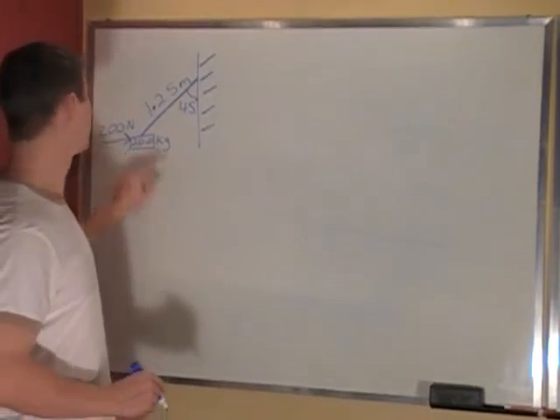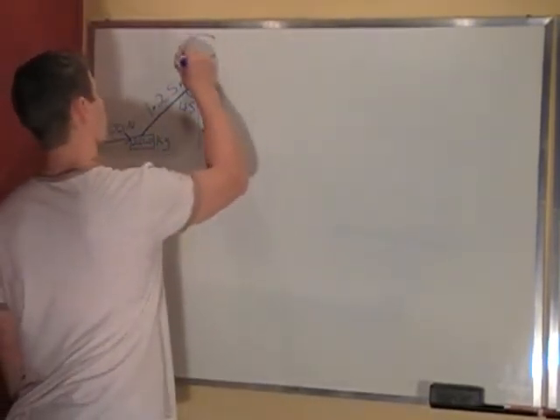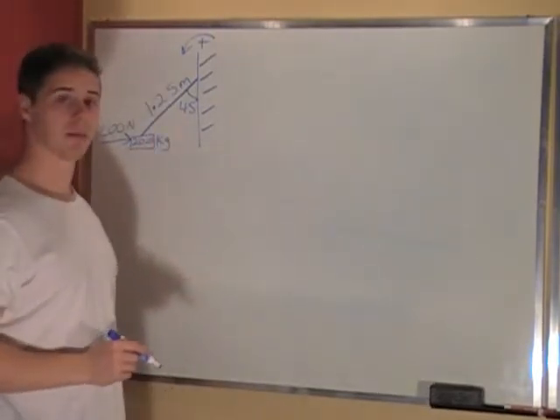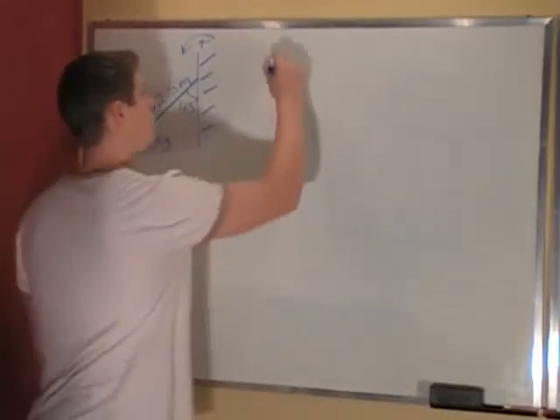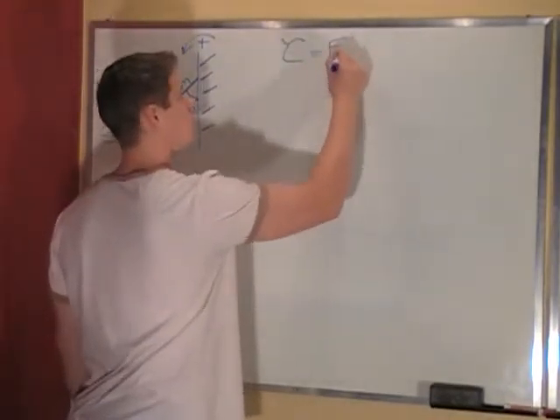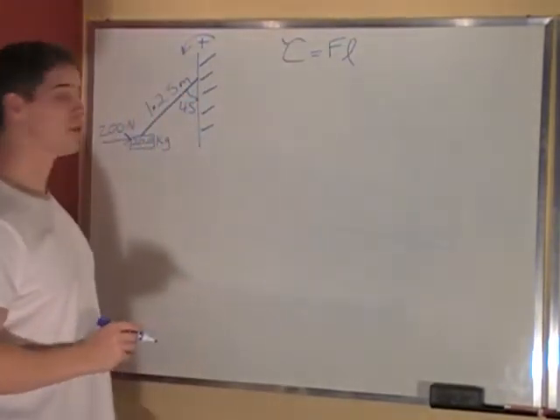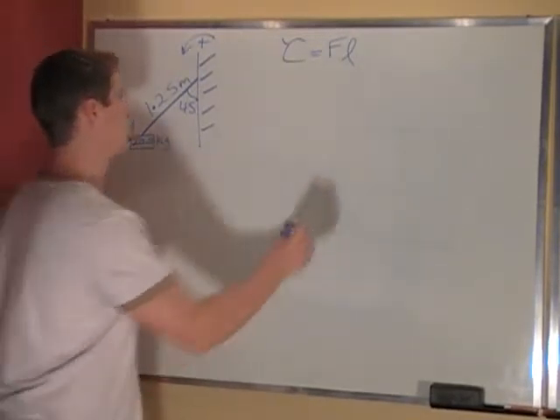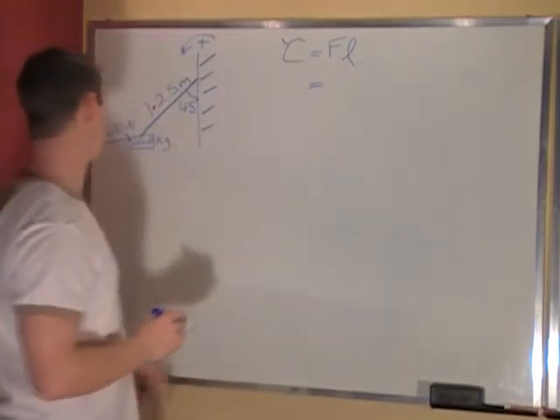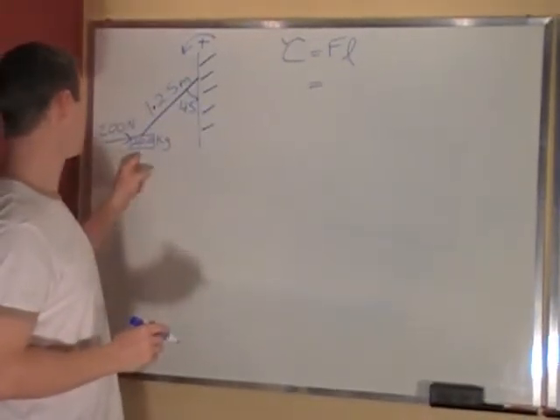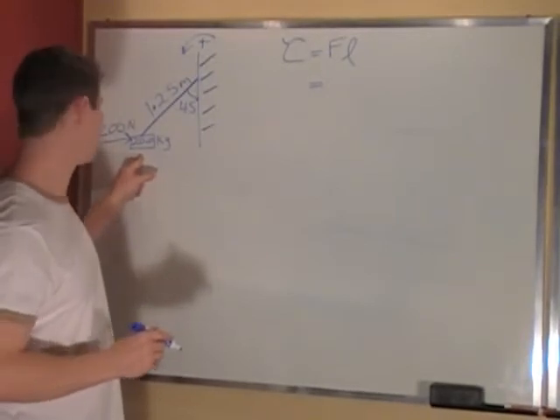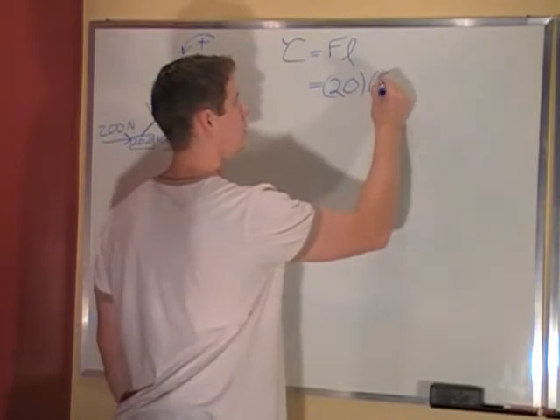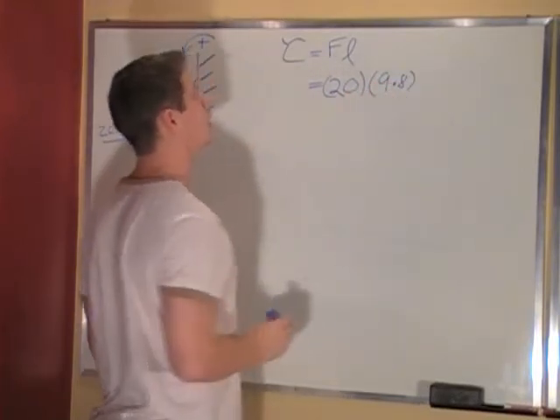So we can define our torque as positive this way, just because I know it's going to rotate that way, so I'm going to just call that positive. Now, we know torque is equal to force times lever arm. So the first torque that I want to deal with is the torque from this weight. So that torque is going to be its force, which is mg, its weight. So it's 20 is the mass, times g of 9.8, times its lever arm.